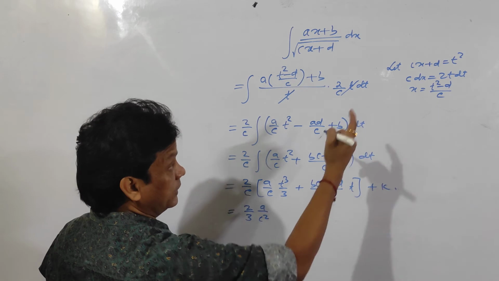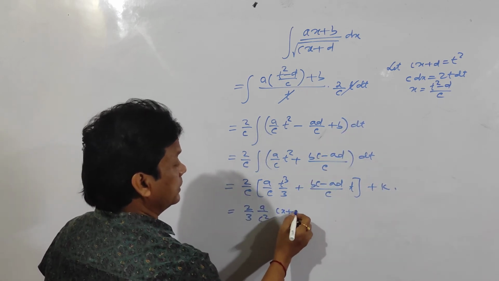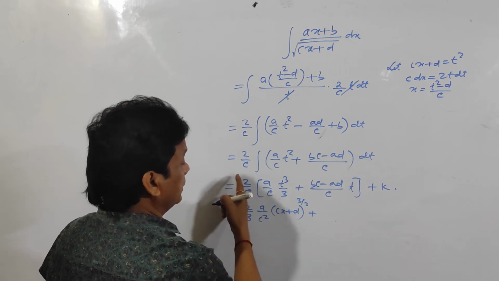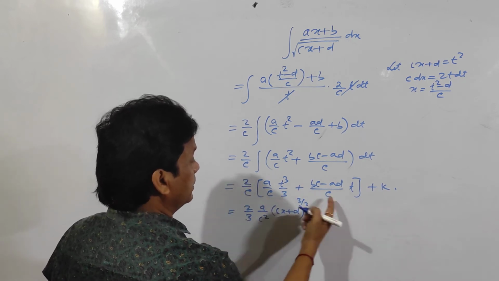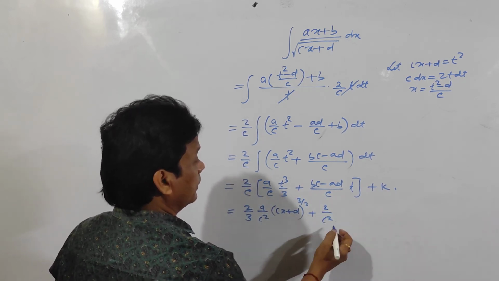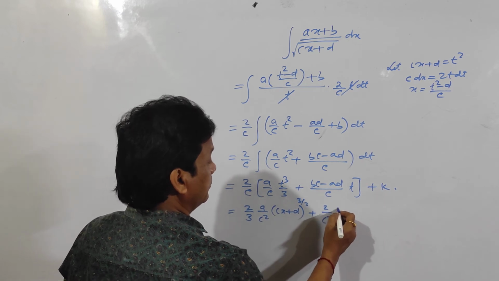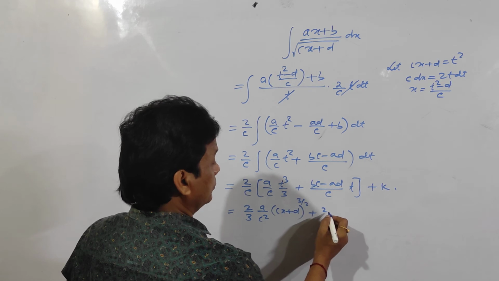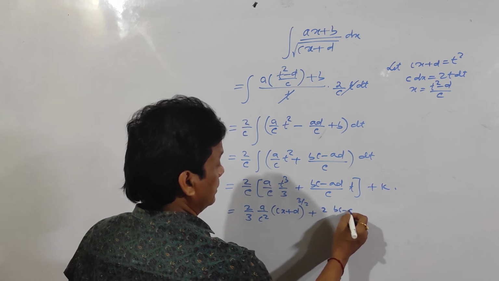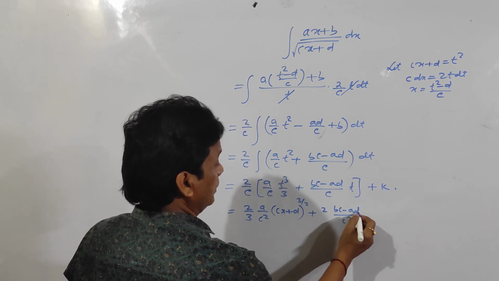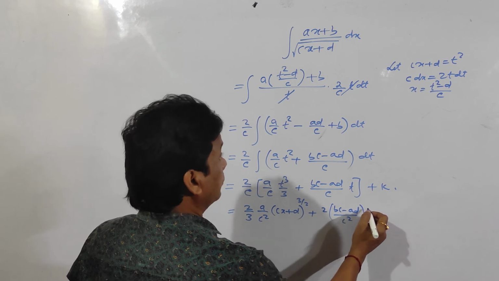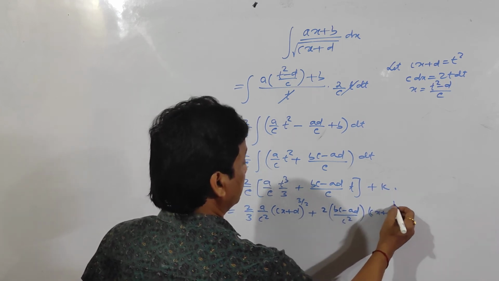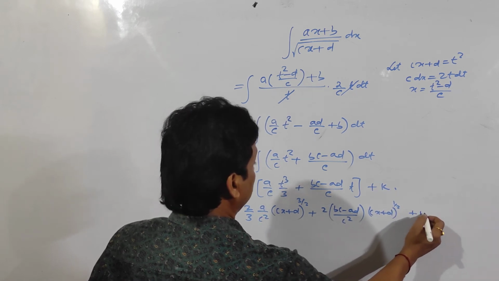It is t. What is t here? I have told you, cx plus d to the power 3 by 2. Same process. Then this one is 2 by c square, and this one is BC. Write it like this: 2 into (BC minus AD) by c square into t. What is t here? Cx plus d to the power half plus constant.